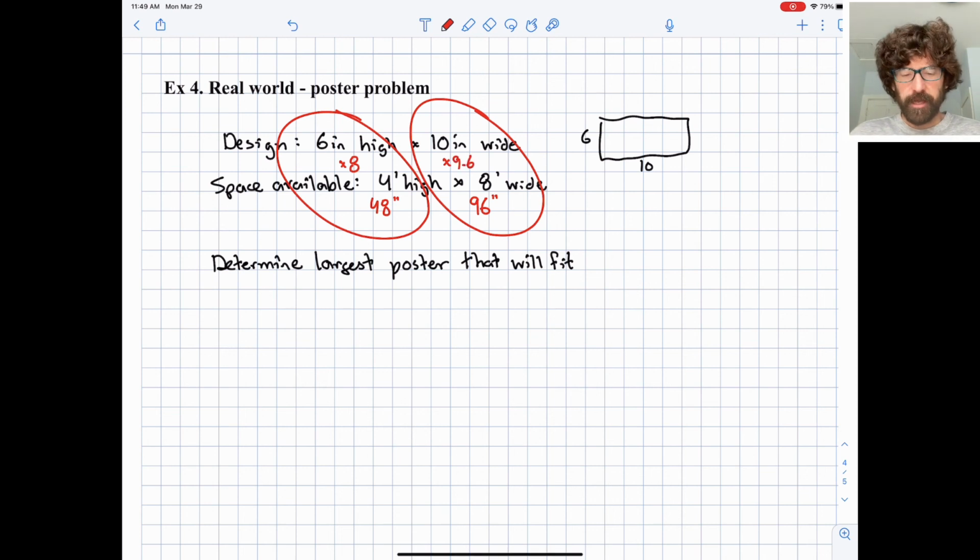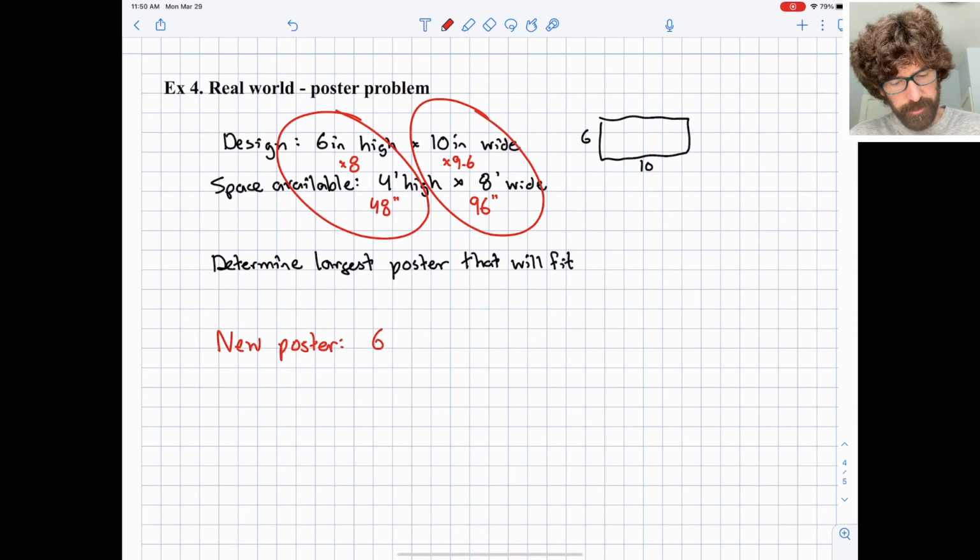I hope you can see that if we scaled up our design by 9.6 times for both the height and the width, the height would be larger than the space available, okay? So we're going to need to work with a scale factor of 8, okay? So let's have our new poster have a scale factor of 8.